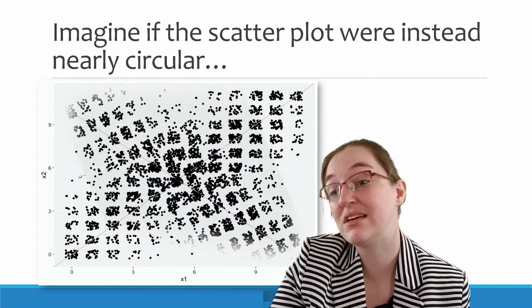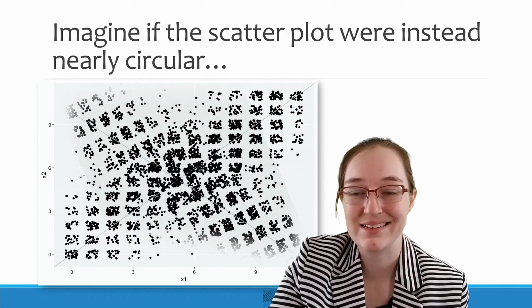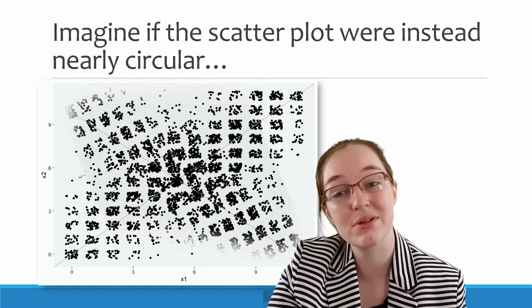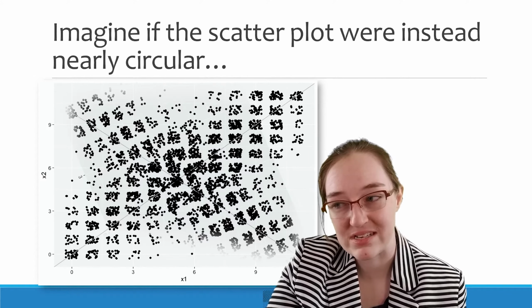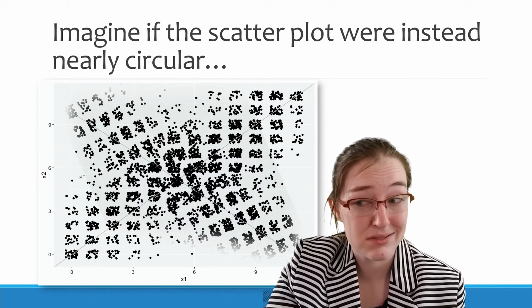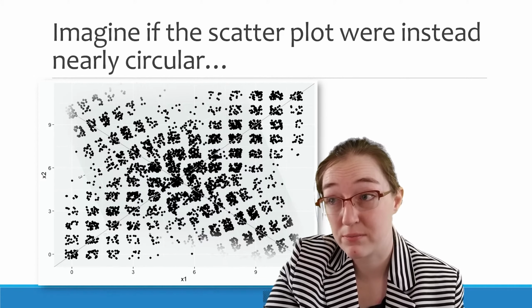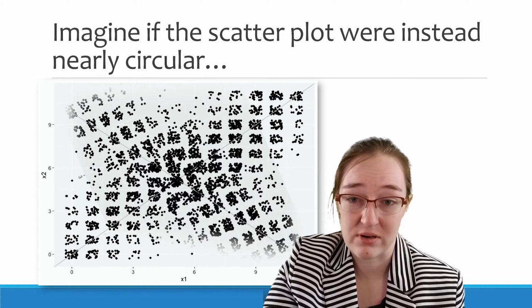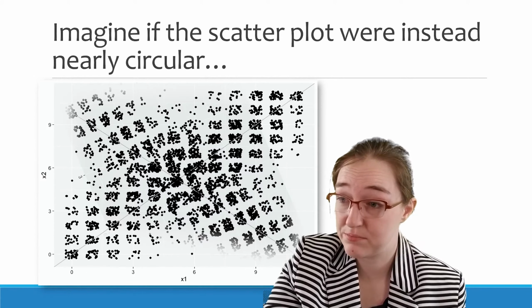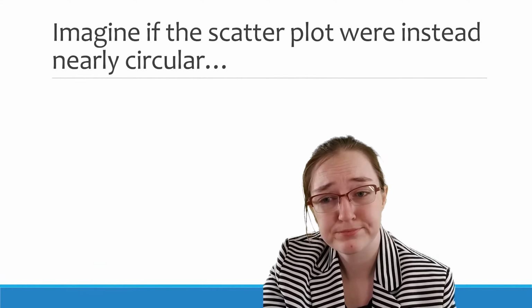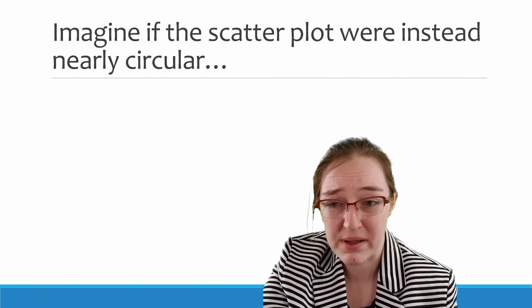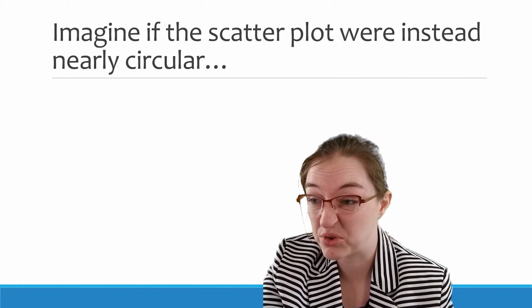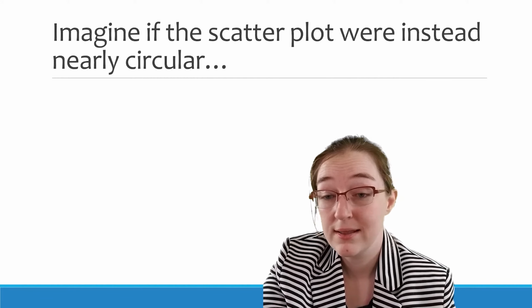Now, imagine if the scatter plot were instead nearly circular, with no clear trend line from one test to another. The correlation in this case would be near 0. So what would we expect from a performance in this case? Would we expect someone to receive a similar score from one test to the next?